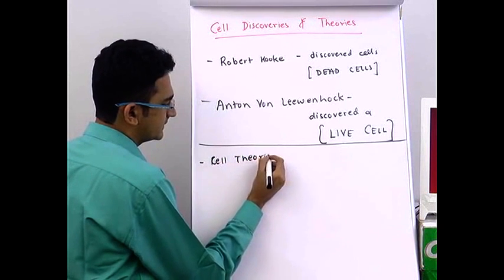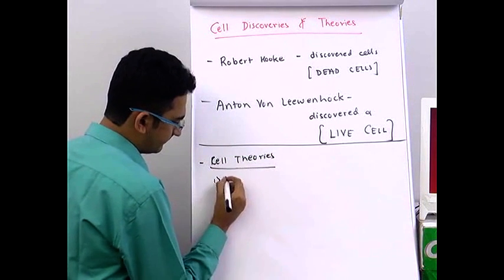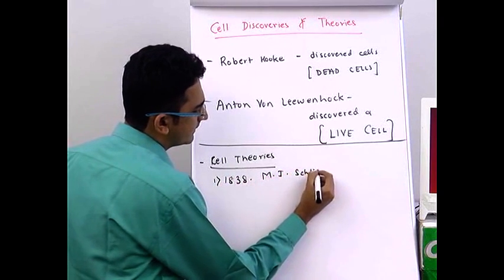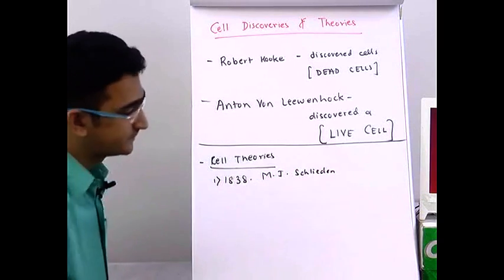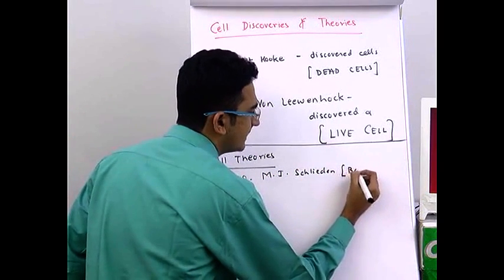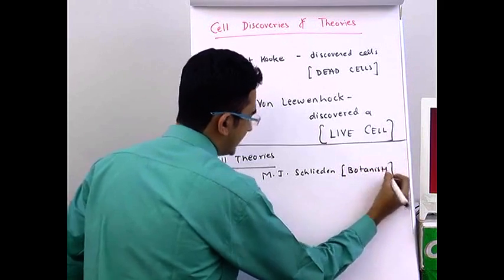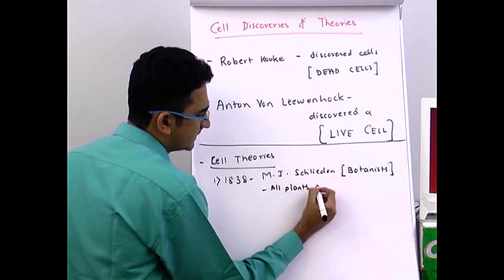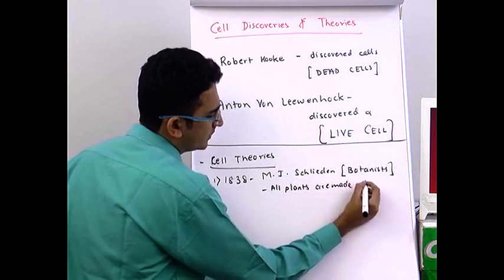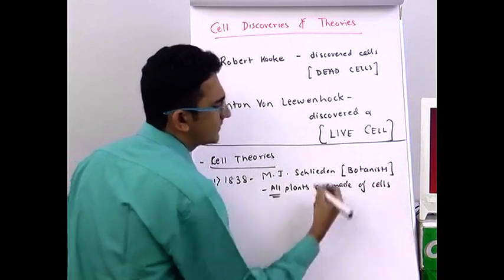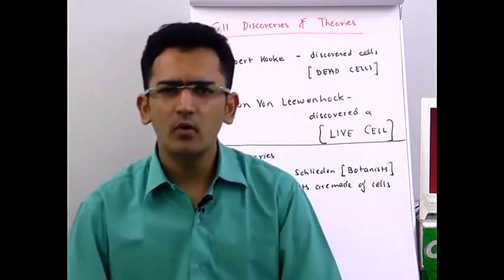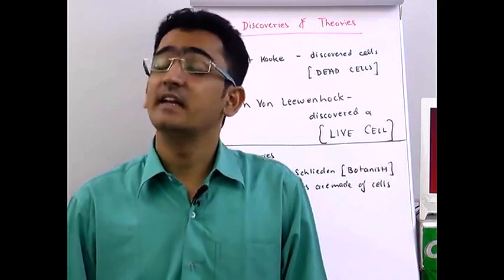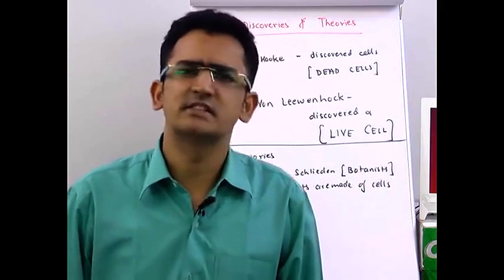certain cell theories started. The first one came in 1838 when M.J. Schleiden, who was a botanist, meaning a scientist who studied plants, said all plants are made of cells. And the world looked around and said, oh, really? You may find such a general statement today, every small kid says that. But in 1838, it was a big scientific statement.